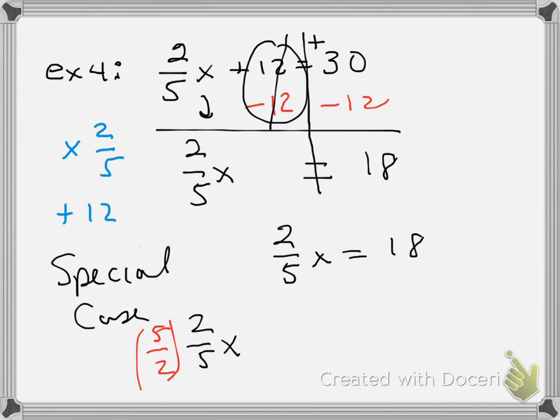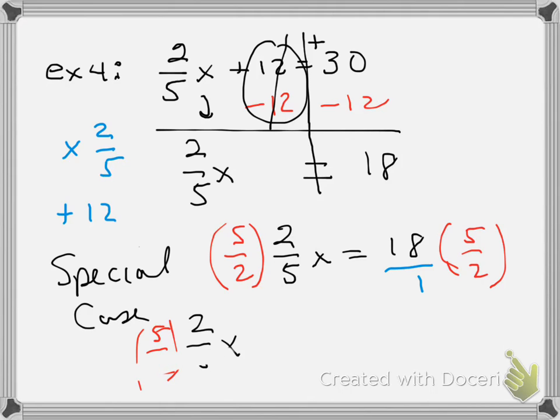So if I take 2/5 and I flip it, and I like putting my multiply into parentheses, I'm going to do it to both sides. I'm going to make everything look like a fraction, so you see the 18 there, it's a whole number. I'm going to put a 1 underneath it to make it look like a fraction. Okay? And I'm going to erase this part here so we don't get confused.